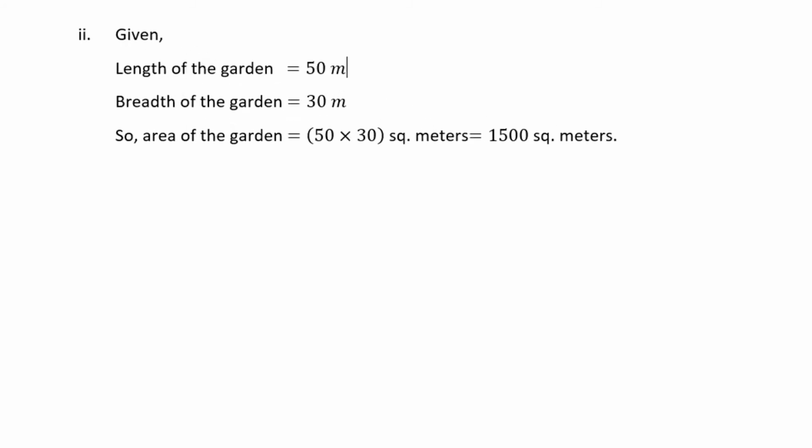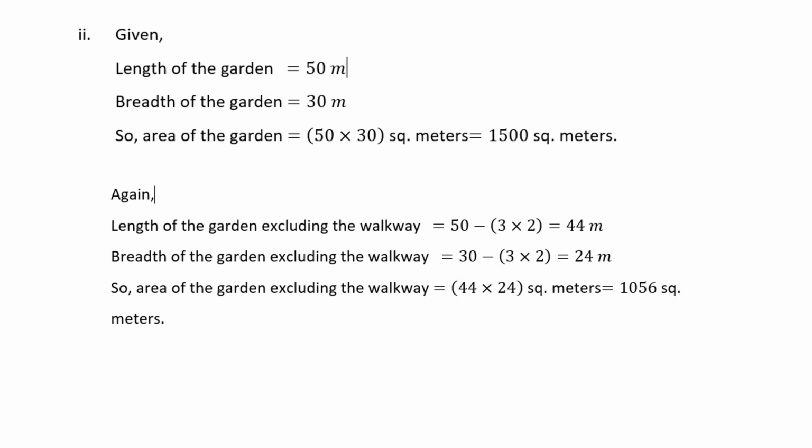As you can see, the length of the garden is 50 meters and the breadth of the garden is 30 meters. So the area of the garden is 1500 square meters. Now let us find the length of the garden excluding the walkway. The length excluding the walkway equals 50 minus 3 times 2, because we do not have 1 three but 2 threes. That is why 3 plus 3 means 6, or 3 times 2, that means it is 44 meters. Breadth of the garden excluding the walkway is 30 minus, not 1 three but 2 threes, that is why 3 times 2 equals 24 meters, right?